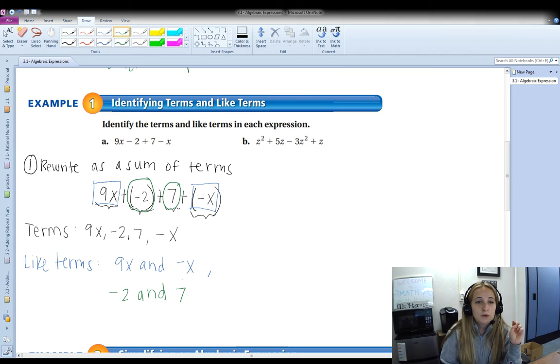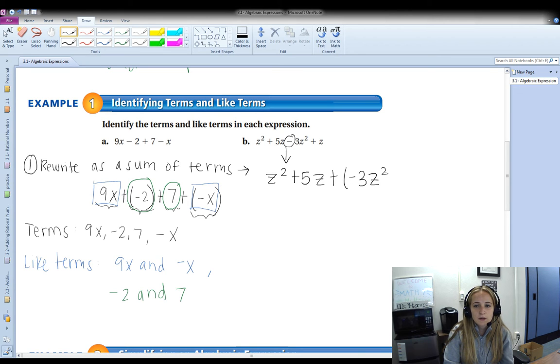The first step always starts with rewriting it as a sum. So let's go over here to B, and we're going to try it one more time. So I'm going to rewrite this as a sum of terms, okay? So I have z squared plus 5z. Uh-oh, we have a subtraction sign here. So again, I need to add its opposite. So I'm going to add negative 3z squared plus z. Okay, great. I only had to make one little change.